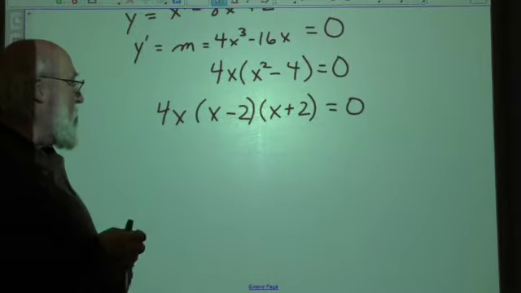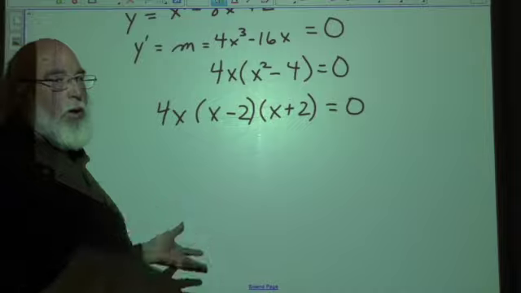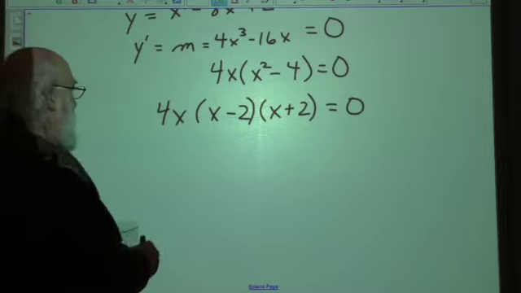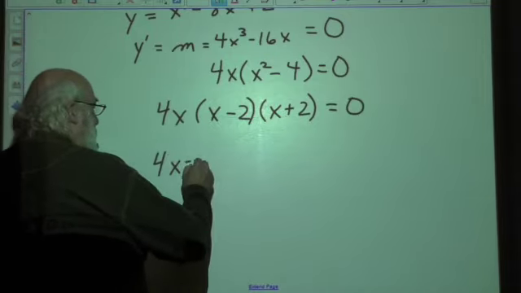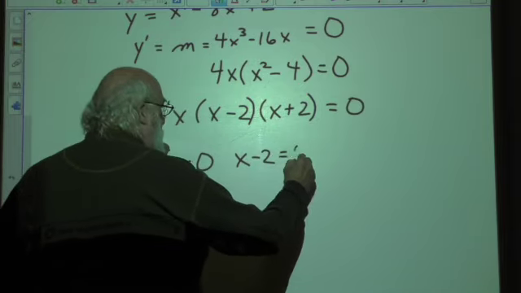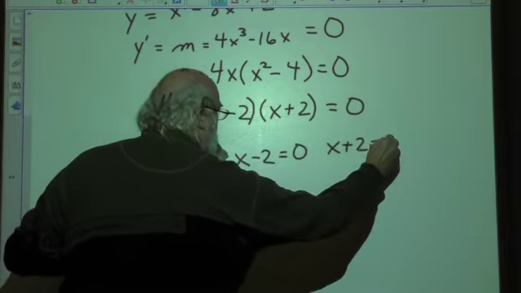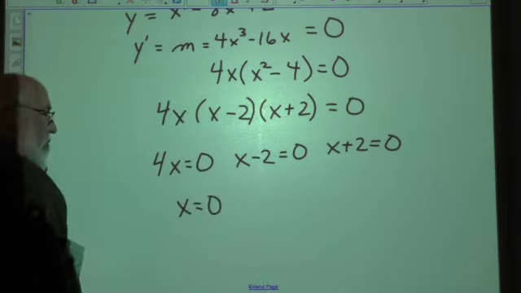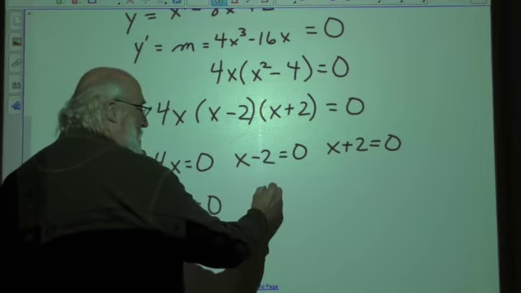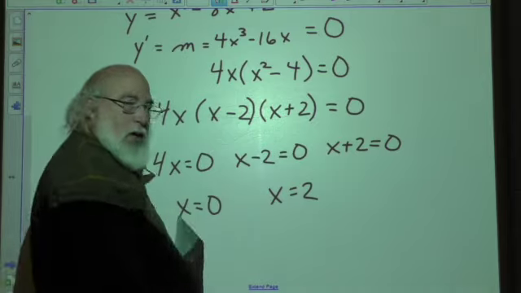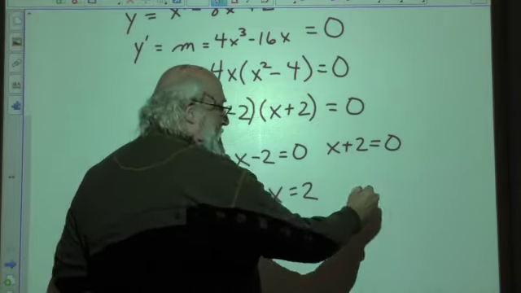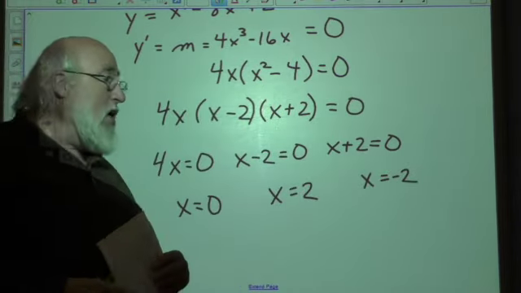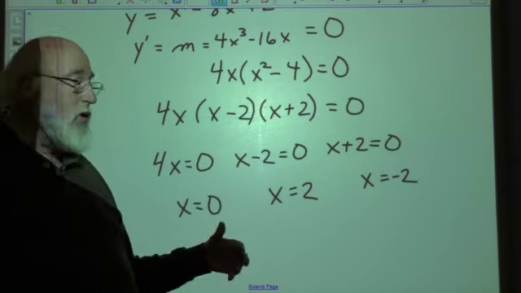Now we set each factor equal to 0, because if you just have 1 zero, then the whole thing equals 0. So this again tells us we have 3 possible values for the x. So we have 4x equals 0, x minus 2 equals 0, and x plus 2 equals 0. So over here we divide both sides by 4, we have x equals 0. Over here we add a positive 2 to both sides, x equals 2. And over here we add a negative 2 to both sides, so x equals -2. So now we've done half the battle. Now you can see there's going to be 3 inflection points. No surprise.